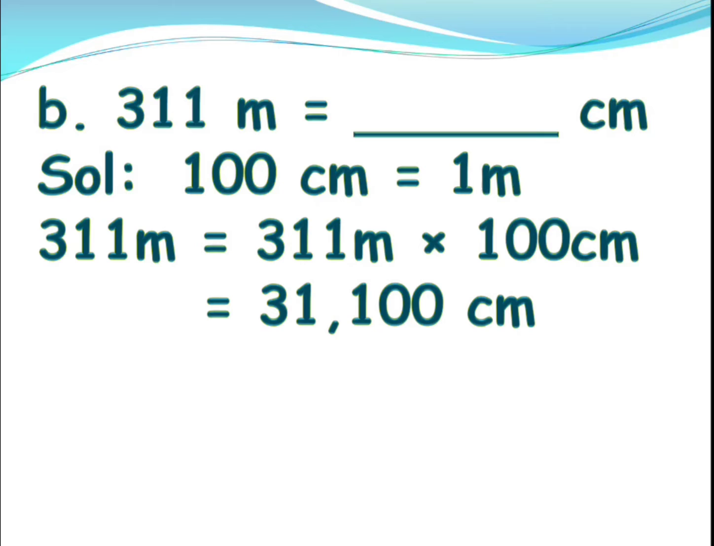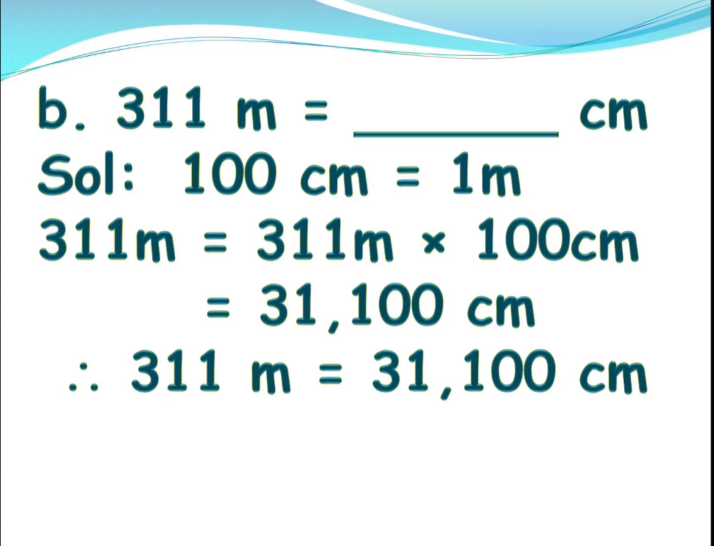Okay, children. So when we are converting bigger unit to the smaller unit, then we need to multiply. But when we are converting smaller unit to bigger unit, then you need to divide. That you have to remember, you should not get confused because of that. Okay, children. So finally what you will write? Therefore 311 meters is equal to 31,100 centimeter.